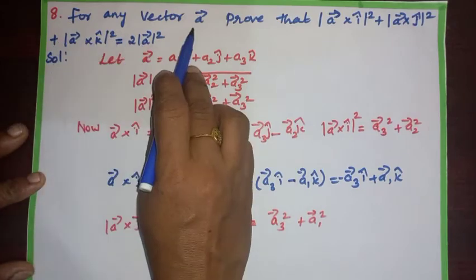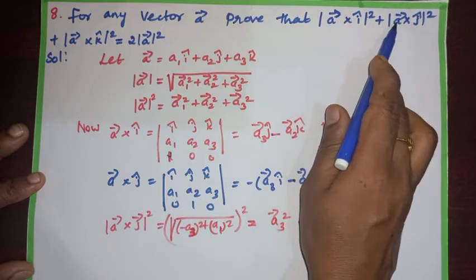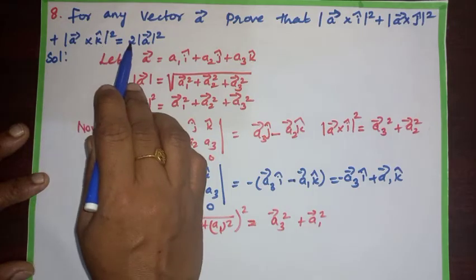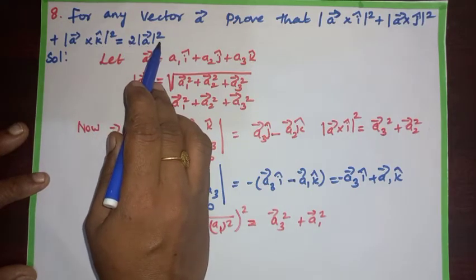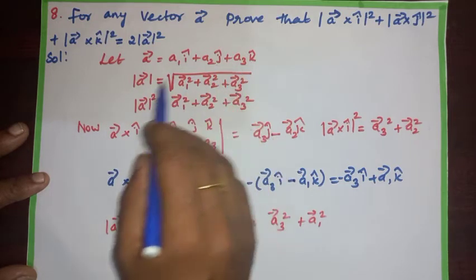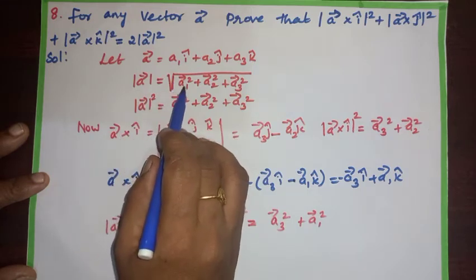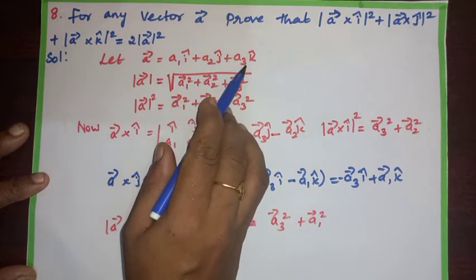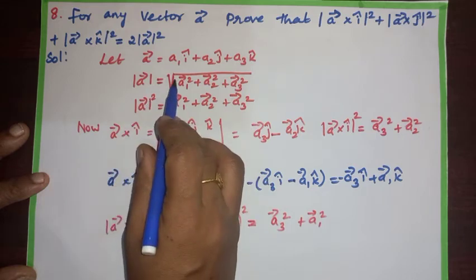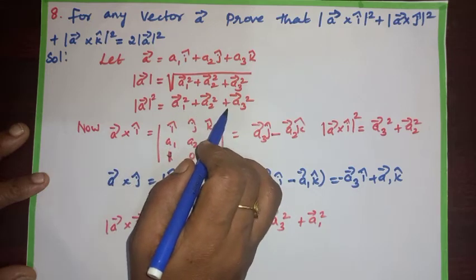Question number 8. For any vector A, prove that magnitude of vector A cross I the whole square plus magnitude of vector A cross J the whole square plus magnitude of vector A cross K the whole square is equal to 2 magnitude of vector A the whole square. Let vector A equal to A1 I plus A2 J plus A3 K. Now we are going to find magnitude of vector A, which is equal to square root of A1 square plus A2 square plus A3 square. Magnitude of A the whole square: the square root and square will be cancelled, then we get A1 square plus A2 square plus A3 square.